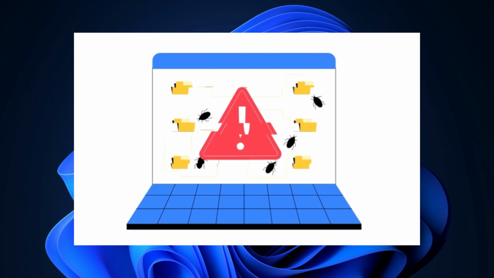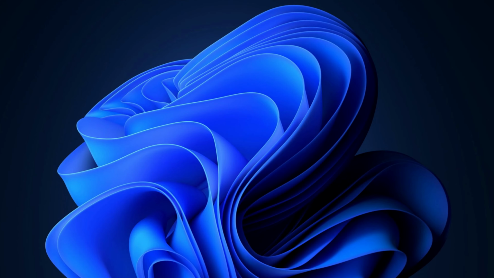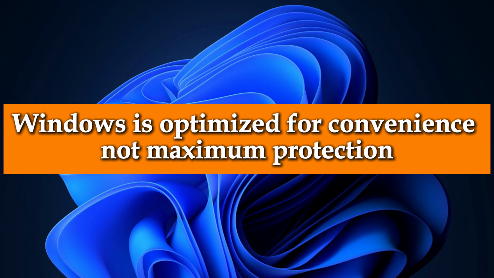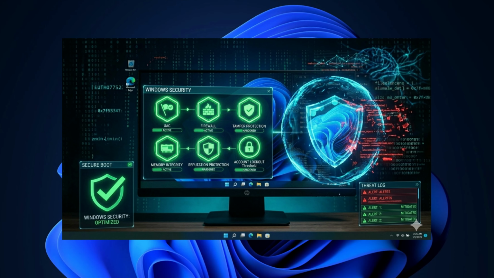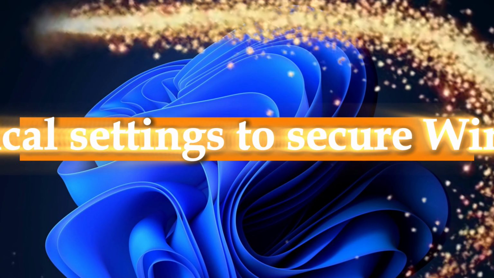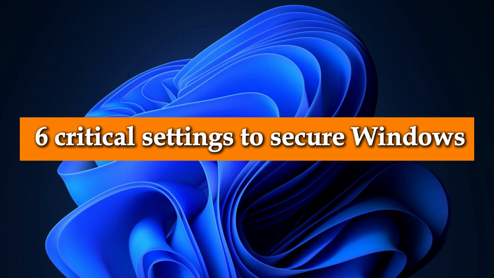Even if your antivirus says you're protected, that doesn't mean your system is fully secure, because Windows, by default, is optimized for convenience, not maximum protection. Now, this won't make your PC 100% unhackable, but these settings will block most common attacks and make your system significantly harder to compromise. In this video, I'll show you 6 critical settings to properly harden your Windows security. Let's lock it down, step by step.